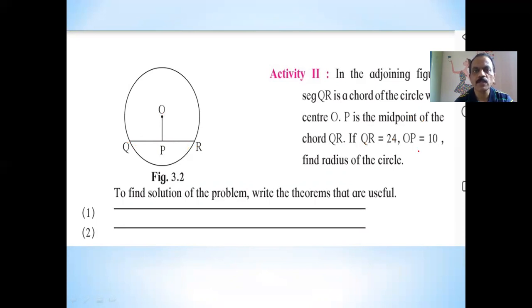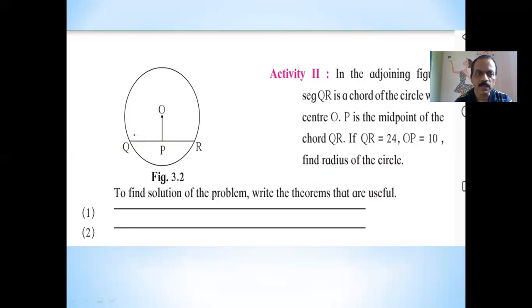Then OP, the perpendicular distance, is given as 10. Here the value is 10, here the value is 12. Then use the Pythagoras theorem. That means OQ is the hypotenuse. OQ square is equal to OP square plus QP square. Then substitute the values. We get 10 square plus 12 square. 10 square is 100 plus 12 square is 144. So 244 is the square of OQ. Then take the square root of 244.